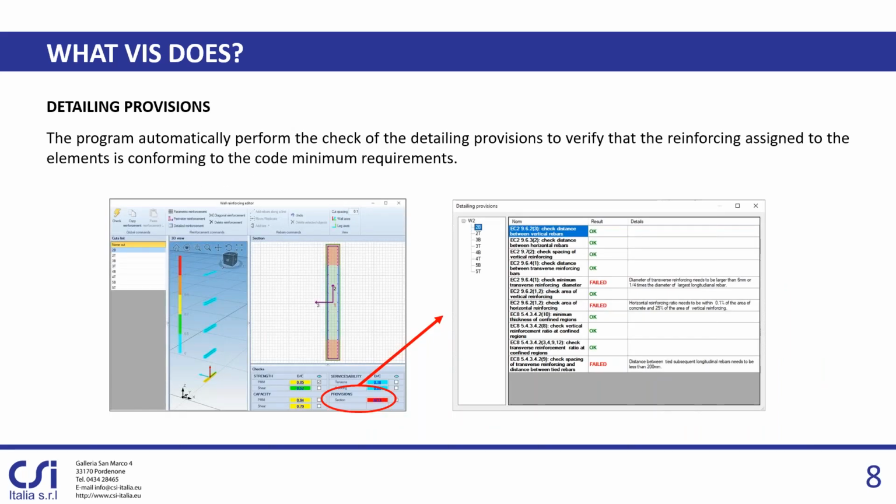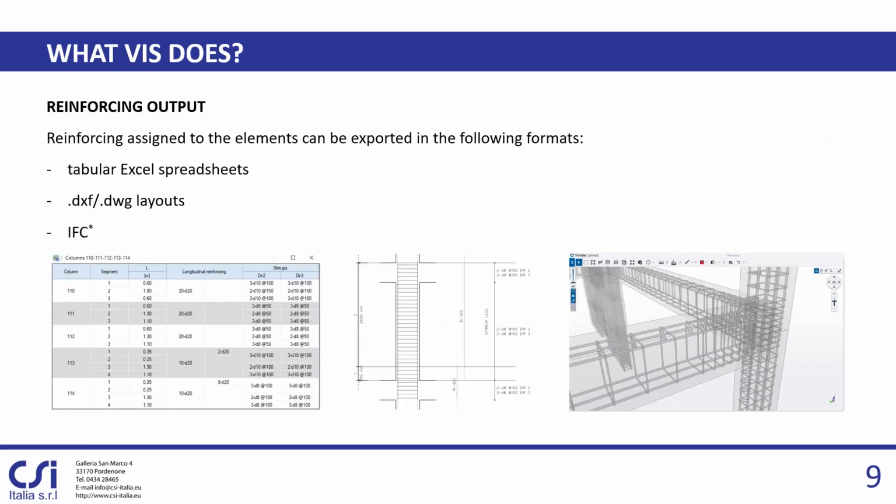Another important aspect of the program is that it also checks the detailing provisions that the codes provide. It basically performs the check of the minimum required areas and a lot of other different provisions that need to be satisfied from a detailing point of view.